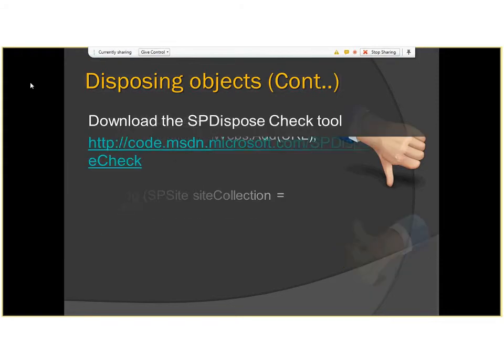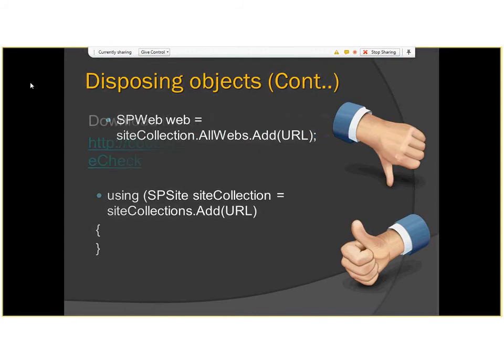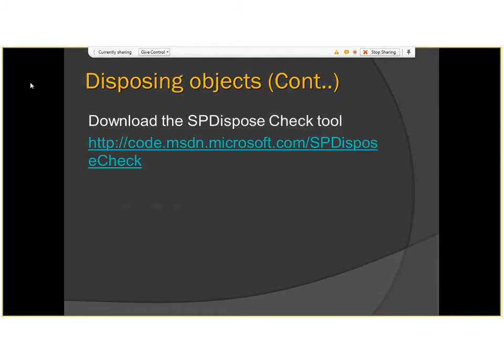And there's a pretty good tool available on the MSDN forum, the SPDisposeCheck tool, which checks the disposition of your code. It installs into your Visual Studio, gives you the output for each of the objects you are creating, and lets you know which of the objects are not properly disposed at that moment. So it is very good if you can go through this URL and download it. It is quite good.